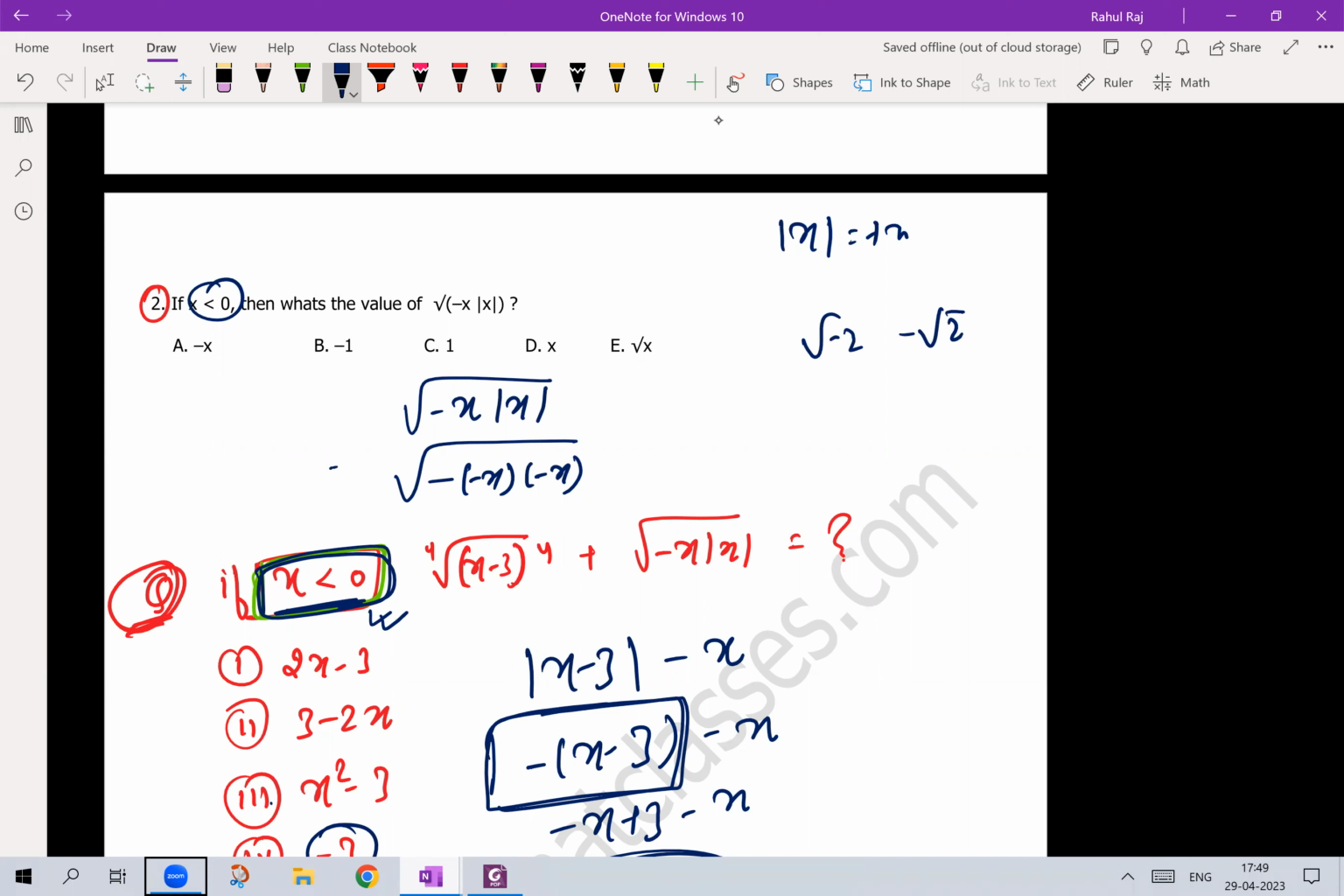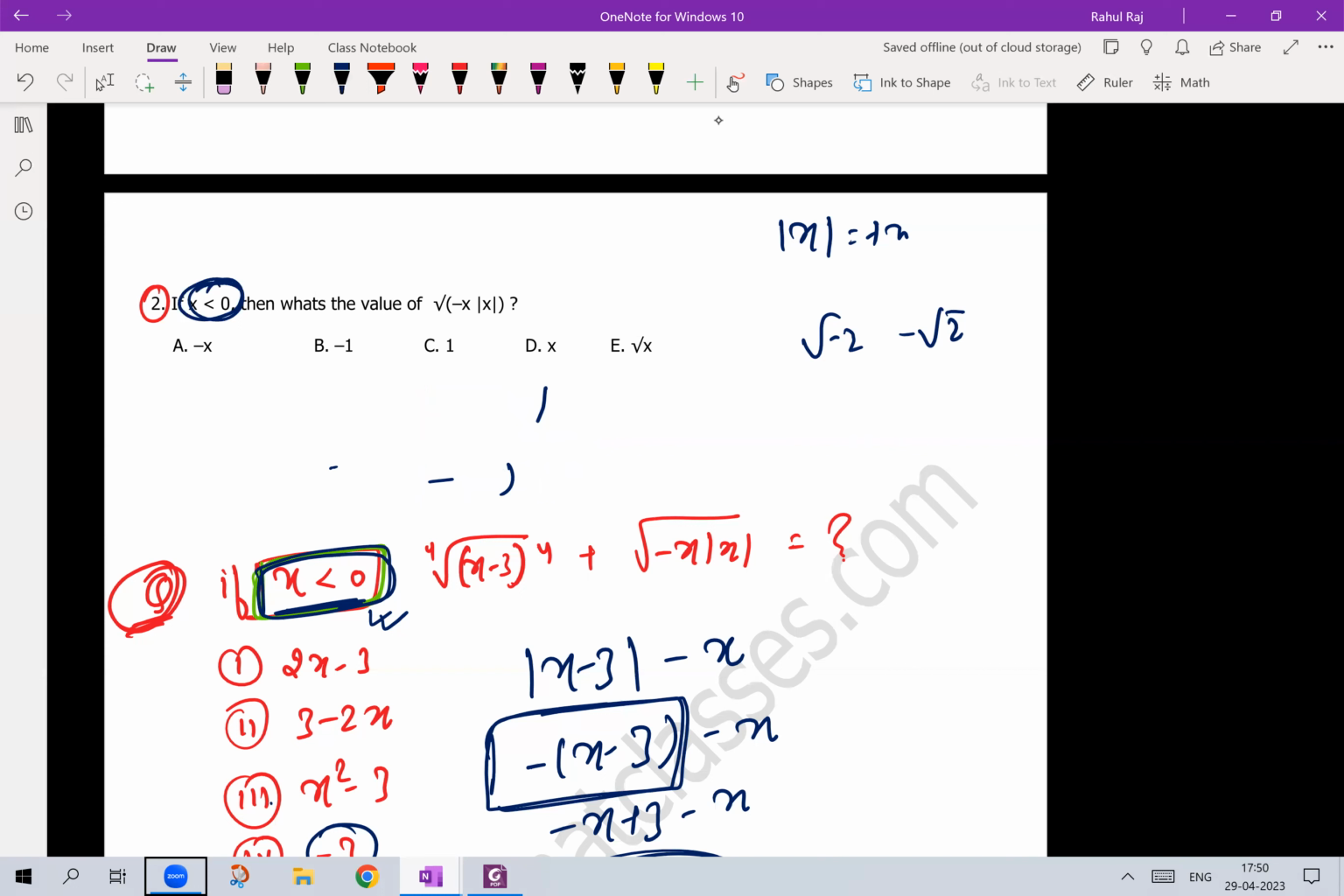Okay. The point is you should understand this. Mod x is equal to positive x if x is greater than or equal to 0. Mod x is equal to negative x if x is less than 0. They have defined x is less than 0. So this will become positive and one negative will come out. Correct? Okay, agreed?